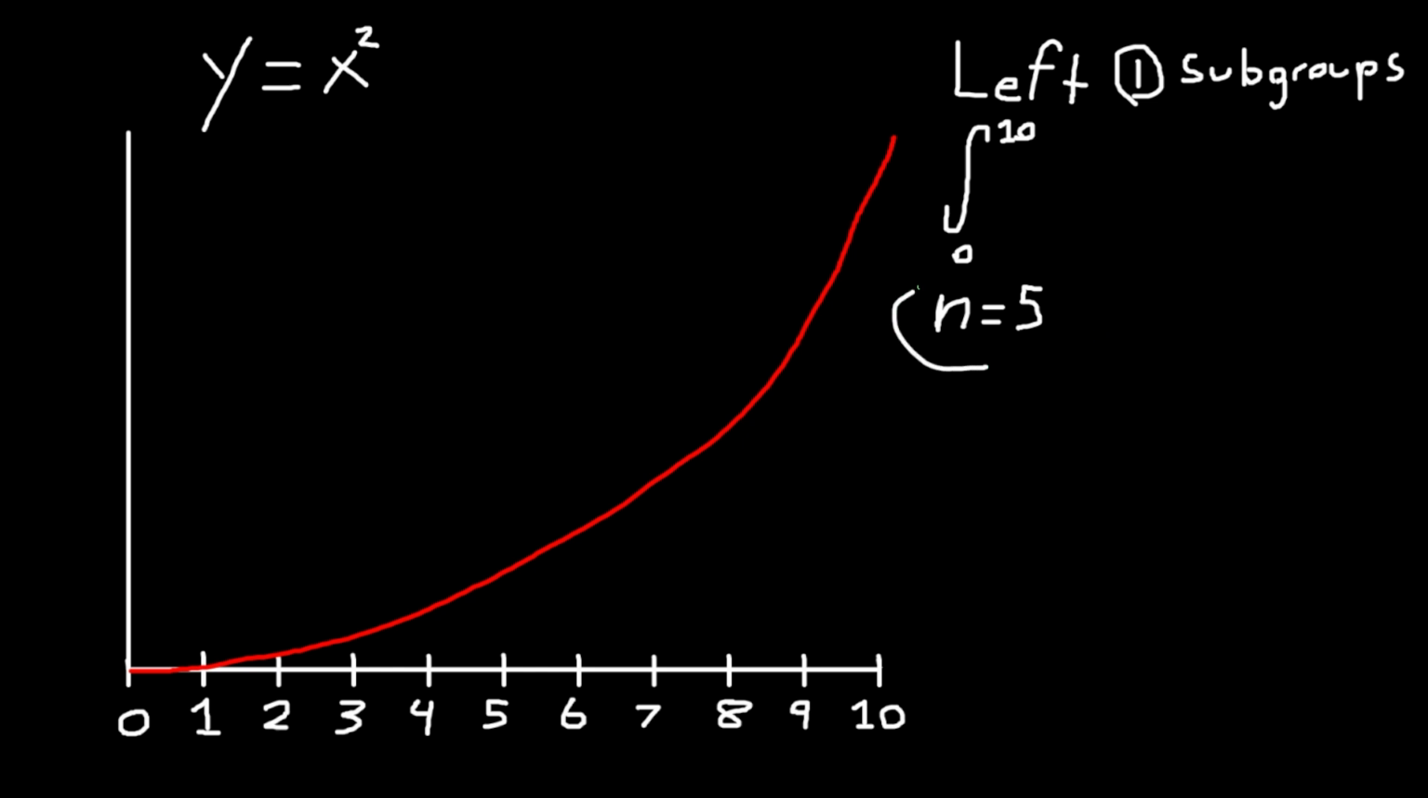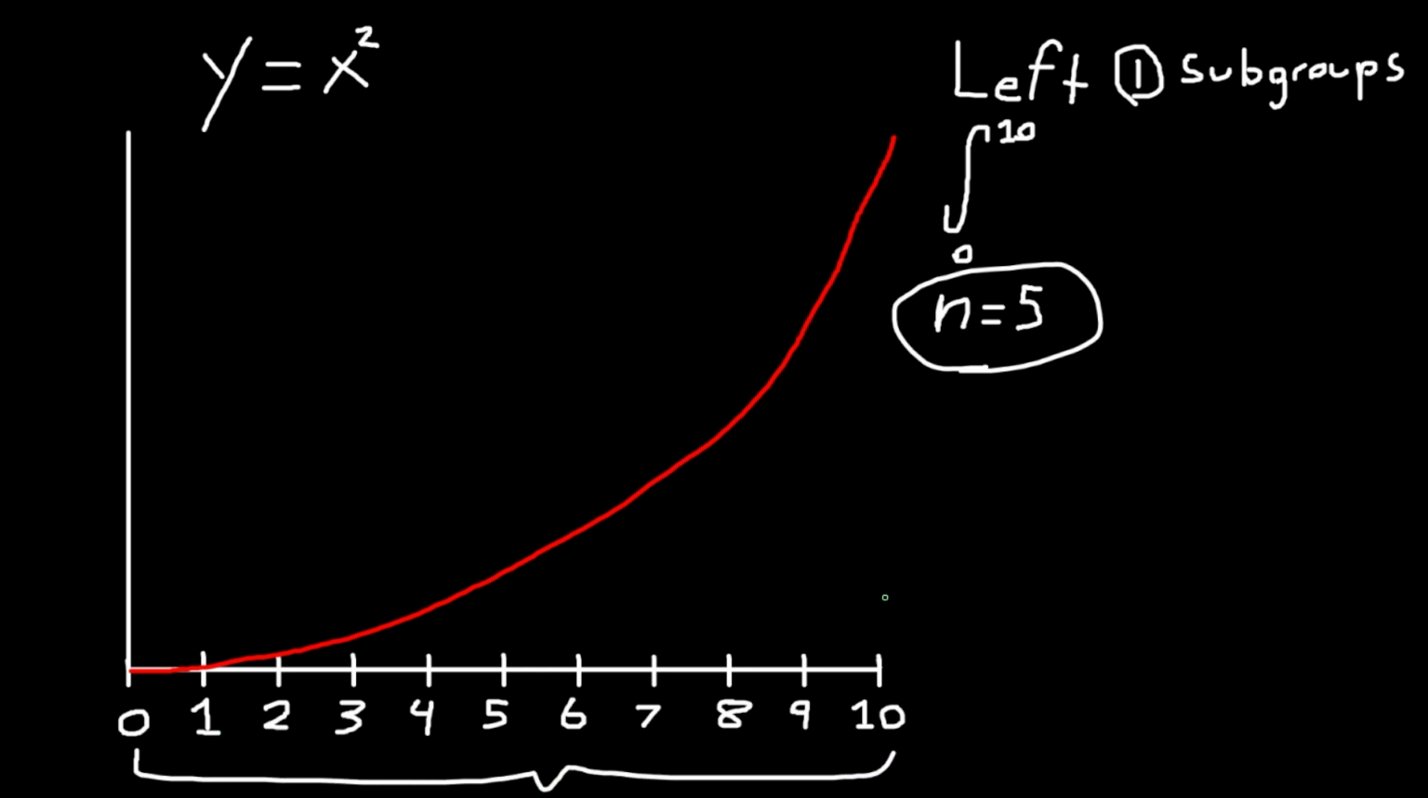And then this n stands for the amount of subgroups we have. So in this case, we need 5 different subgroups. So we're dividing 0 to 10 into 5 different subgroups. And in order to do that, we're going to have each subgroup have a width of 2. So 8 to 10 is going to be a subgroup, 6 to 8 is going to be a subgroup, 4 to 6, 2 to 4, and then 0 to 2.